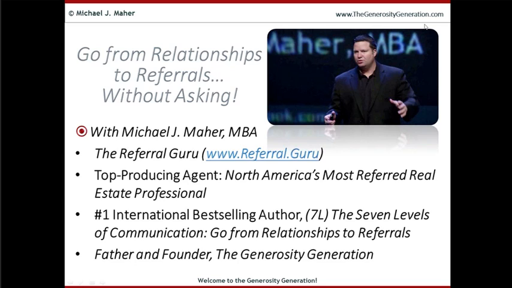So he's the best-selling author of a book called The 7 Levels of Communication: Go from Relationships to Referrals. He's the father and founder of the Generosity Generation. What's not on the screen here is that he netted nearly $1 million in only his 3rd year of real estate in Kansas City. Okay? Kansas City, right? Not exactly some sort of mecca with extremely high average sale prices, right?